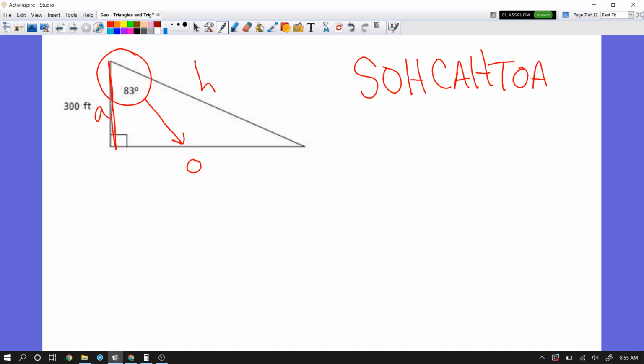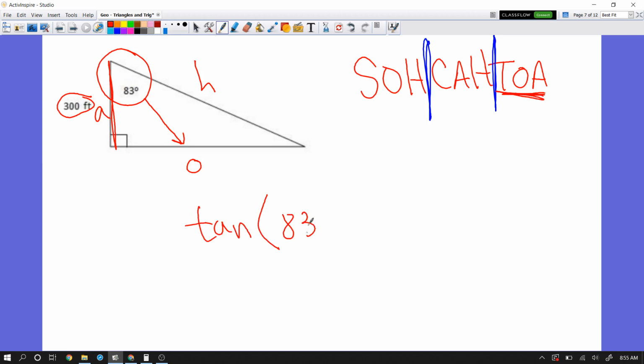All right, here's a piece of advice. Whenever you're looking at these, go ahead and section them out, and let's talk about what piece you have. All right, so you have the degree measure, check. It's a right triangle, check. What information were you given? You were given the adjacent. Which one of these has an A at the end of it? TOA. So tangent, 83 degrees, equals opposite, which we don't know, over the adjacent, 300.